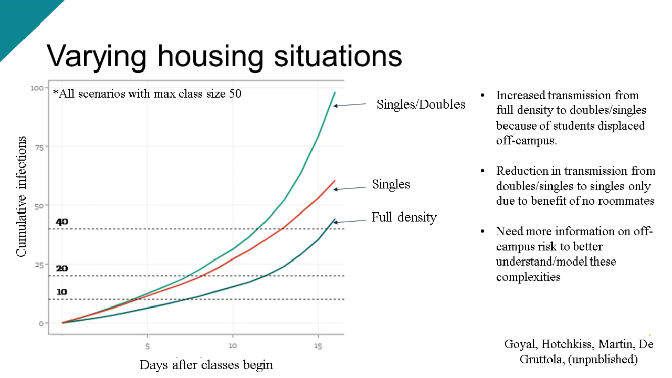So there's really interesting dynamics, and I think it all comes down to our assumption about what background risk people have in the community, and thinking about how our housing situations might displace students into possibly higher risk environments in the community. But we really need to understand these trade-offs better to model these complexities.